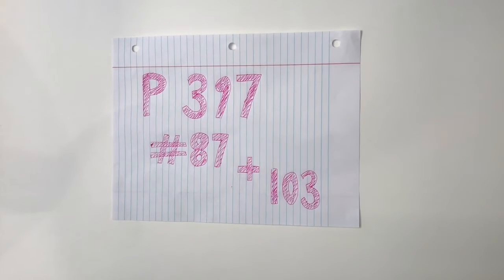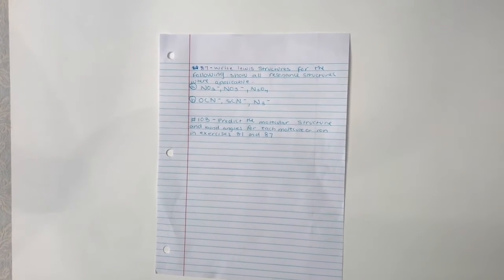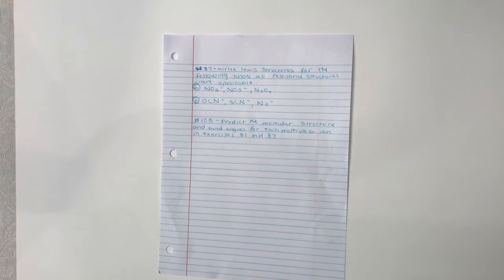Our first question comes from page 397, numbers 87 and 103. Number 87 asks to write Lewis structures for the following. Show all resonance structures where applicable. Part A is NO2-, NO3-, and N2O4. Part B is OCN-, SCN-, and N3-.